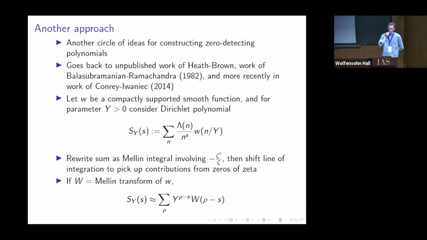Okay, so I'll define this Dirichlet polynomial S sub y. And I have this von Mangoldt function in here. And this looks really nice. We know what to do with sums like this. I can use Mellin inversion to turn this into some kind of complex line integral. I could shift the line of integration to pick up contributions from the, okay, that whole story. So I'll write capital W to be the Mellin transform. And then the sum will look something like this. There's going to be maybe some other contribution from a pole of the zeta function at one, from the new line of integration. Let's forget about all of that. So this Dirichlet polynomial looks like a sum over zeros, non-trivial zeros of the zeta function.